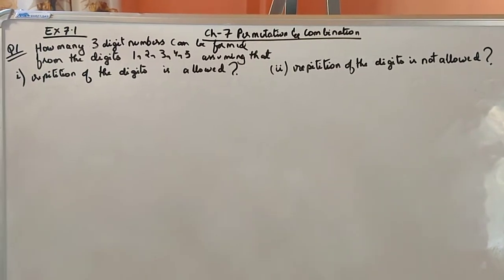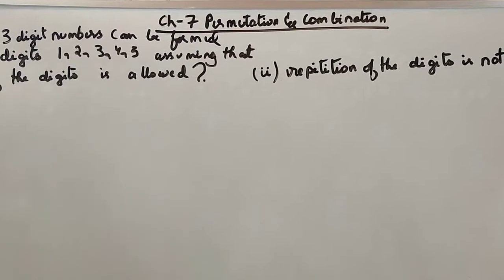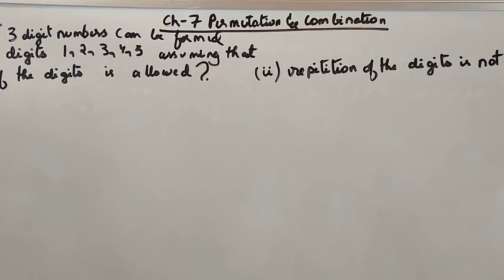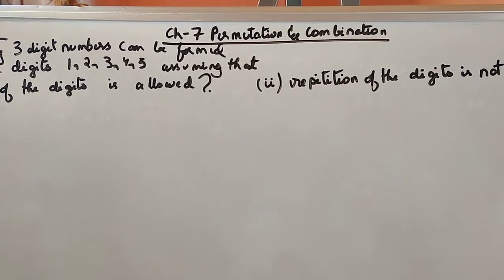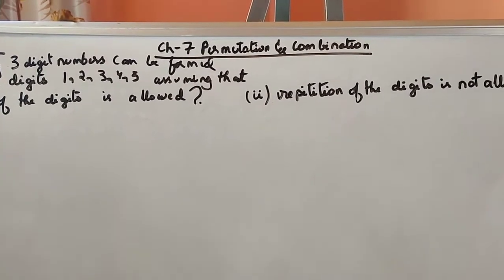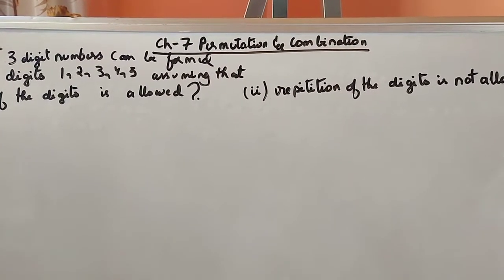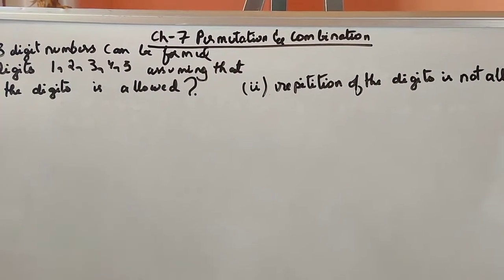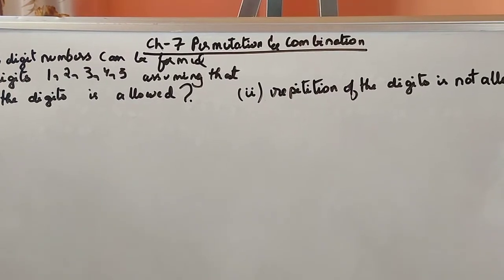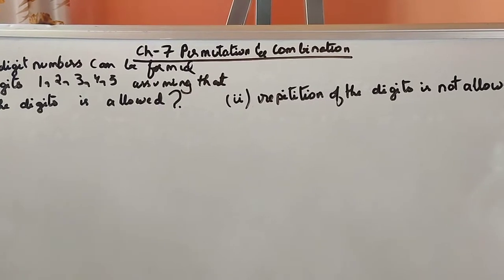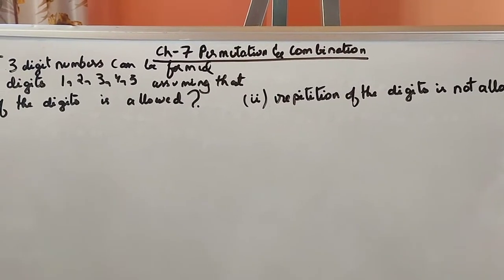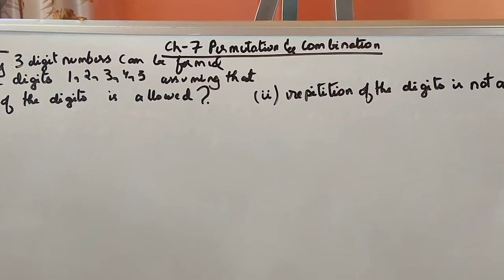Permutation is nothing but arrangement. It can be arrangement of numbers or arrangement of the outcomes of coins, like that. And combination means selection. So in exercise 7.1, mostly we will do the permutation part. Once you solve the questions, you will understand it very nicely.